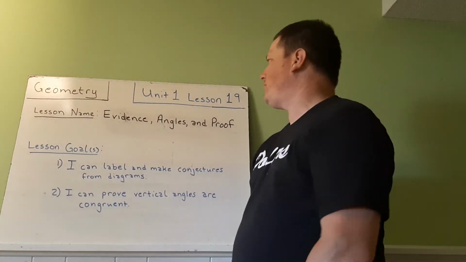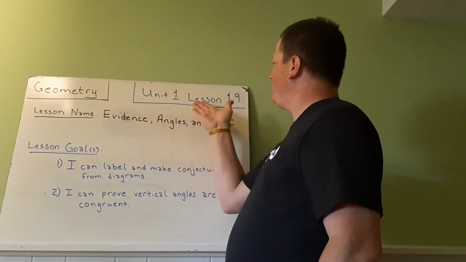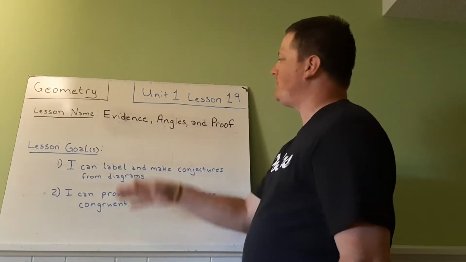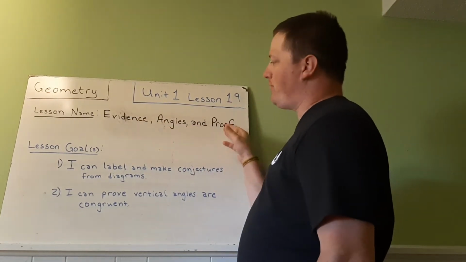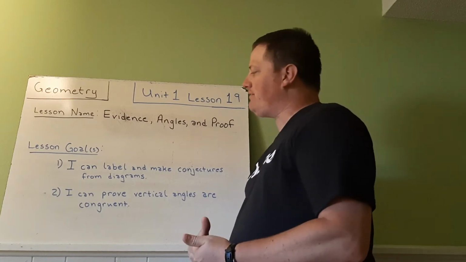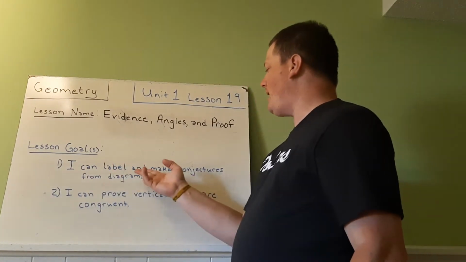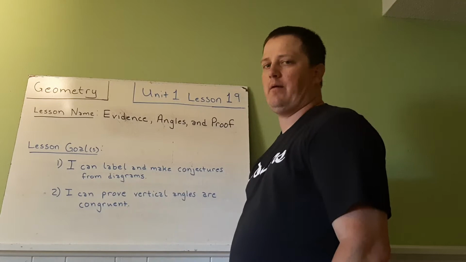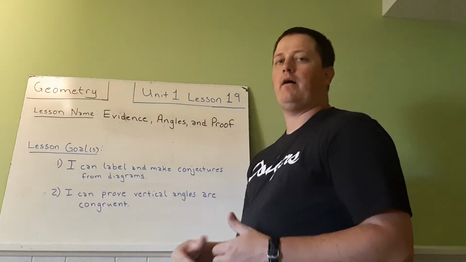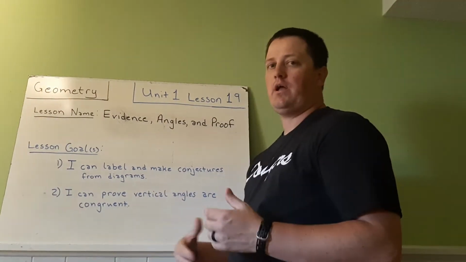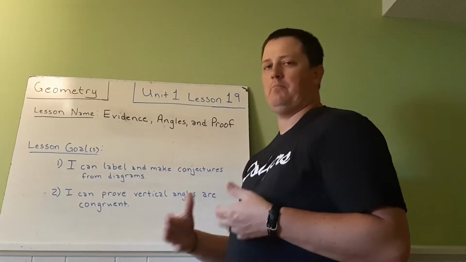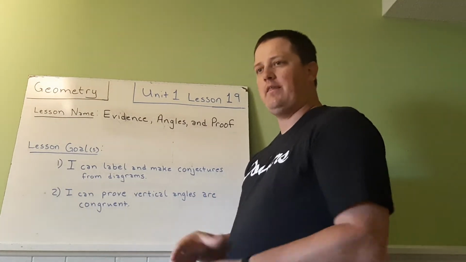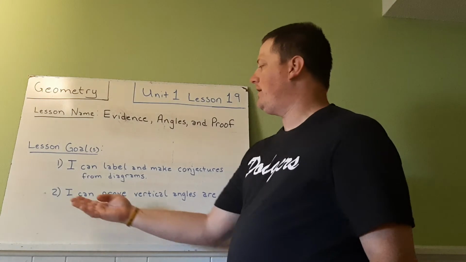All right, geometry students, we're going to look at Unit 1, Lesson 19, which is about evidence, angles, and proof. Our lesson goals are, I can label and make conjectures from diagrams. So we're going to have a diagram of some picture, and we're going to label and make some statements about them, and then figure out what's true and what's false.